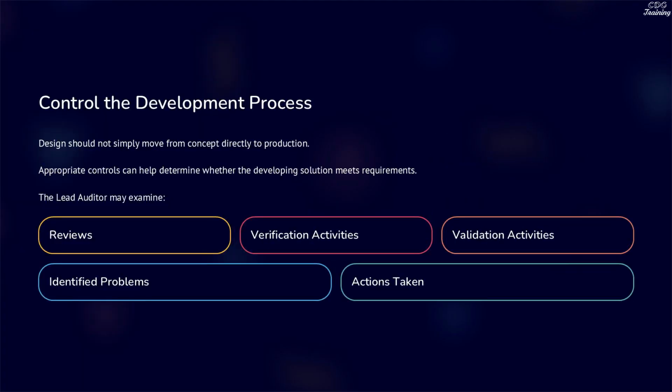Design should not move directly from concept to production. Appropriate controls help determine if the developing solution meets requirements. The lead auditor may examine reviews, verification activities, validation activities, identified problems, and actions taken.